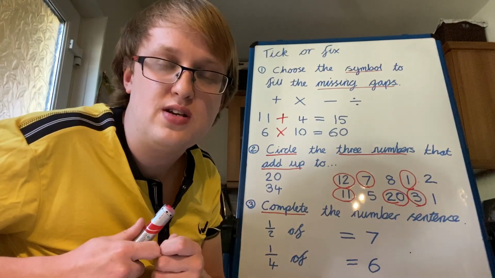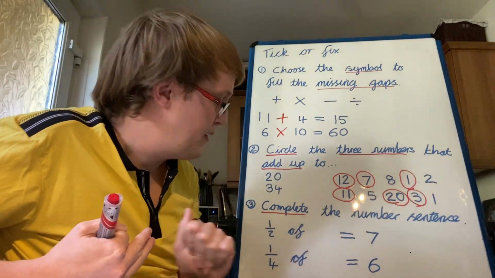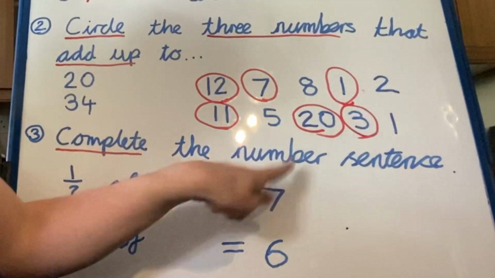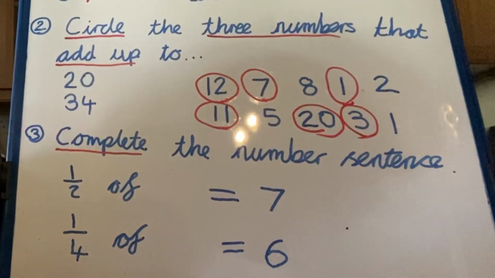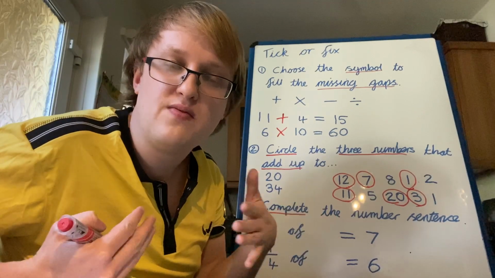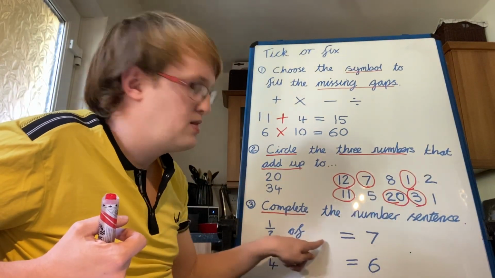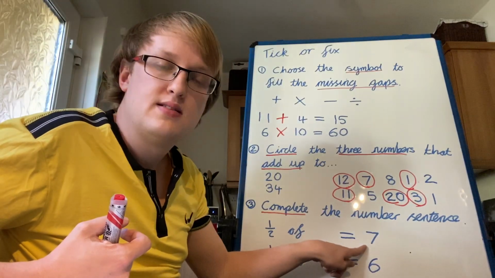Our final question. I'm going to start with step 1, which is to read the question really carefully. Complete the number sentence. Okay, so we're not giving much away there. We just know that complete means we have to finish something off. There's something missing and we need to complete it. So half of something equals 7.